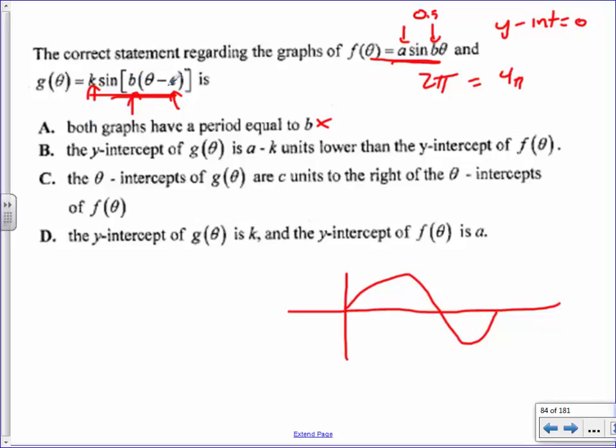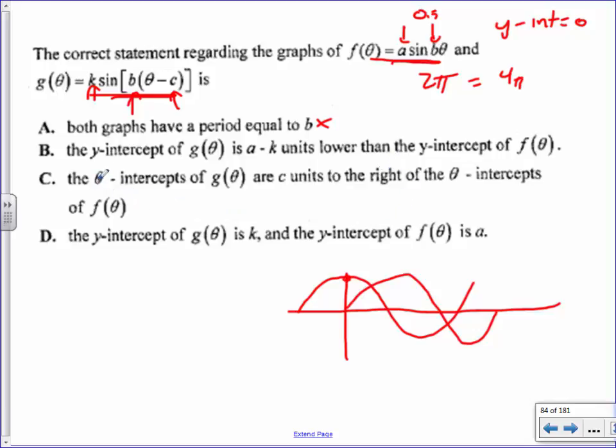Okay. This minus c is going to shift the graph over. I don't know how far it's going to shift the graph over, but let's say it shifts it this way. Now will we have a different y-intercept? Yeah. But is it going to be a minus k units lower? I don't feel like that is necessarily helpful yet, because although it's going to be a different y-intercept, I don't know that that proves anything. So I'm going to leave that one for now.